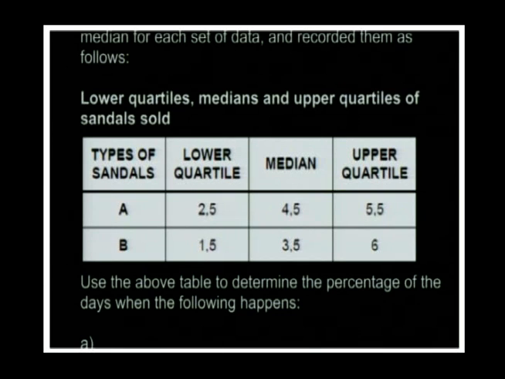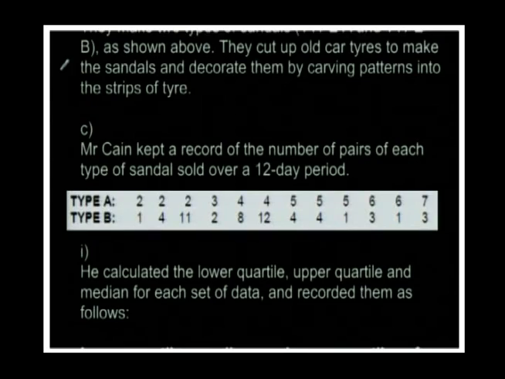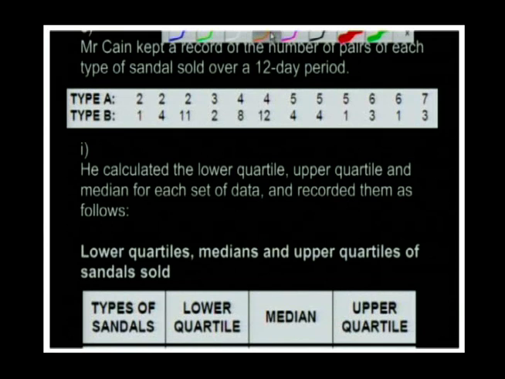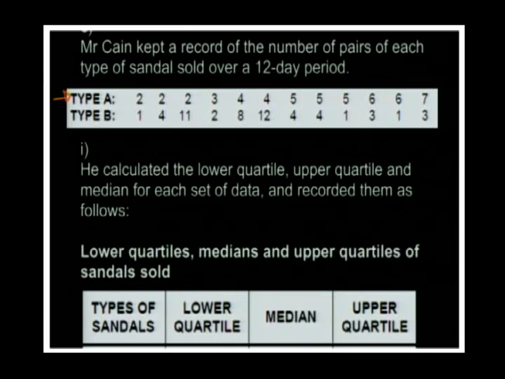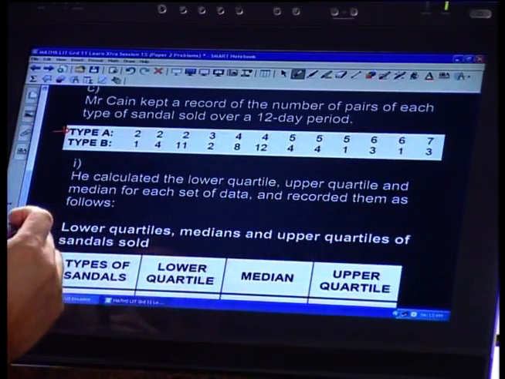Basically this. If I give you a set of numbers, so here, 2, 2, 2, 3, 4, 4, 5, 5, 5, 6, 6, 7. We're just looking at type A. Let's not worry about type B at this stage. Okay, so I'm just going to worry about type A. To calculate the median, remember the median is the middle number. Listen to it. Median, middle. Okay? Middle. So 1, 2, 3, 4, 5, 6, 7, 8, 9, 10, 11, 12 pieces of information.